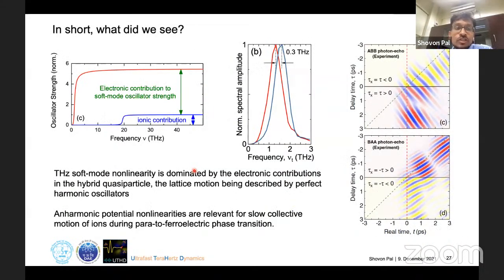So in short, what we saw is that the terahertz soft mode is actually dominated by the electronic contributions in this hybrid quasiparticle, with the lattice motion being just a perfect harmonic oscillator. That can be effective only when you have a very, very high electric field, or in the slow thermal motion or slow thermal phase transition case. So with this, I come towards the end of my talk.